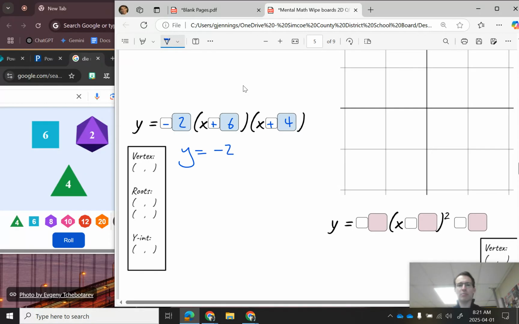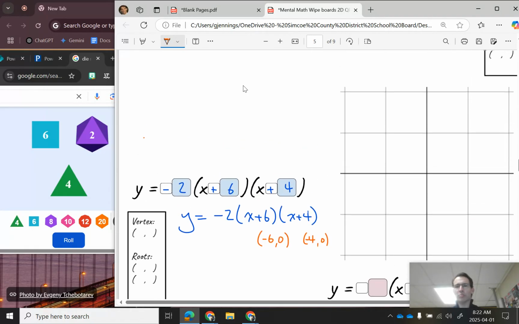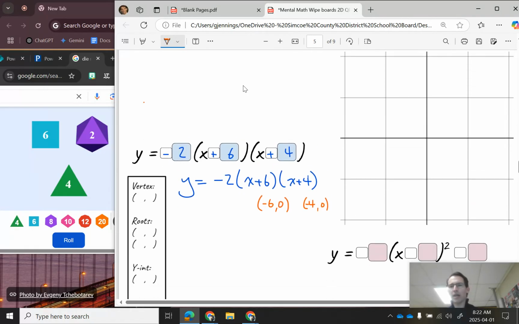So I might rewrite this quadratic just to have it be very clear to me. This is y is equal to minus 2 multiplied by (x plus 6) times (x plus 4). From this, immediately, I get the value of my roots, which are (minus 6, 0) and (minus 4, 0). And I just put them onto my graph here, wherever I feel matches those values. Okay, so there's my 2 points. I got the roots down.